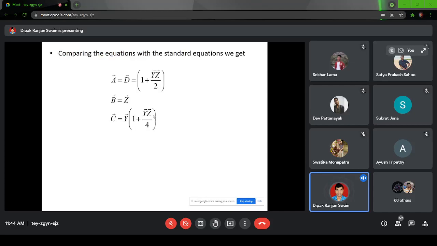I have not done it for the N condenser method. You can try yourself and find out the ABCD parameters for the N condenser method circuit.